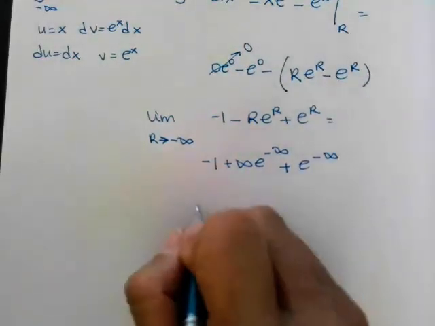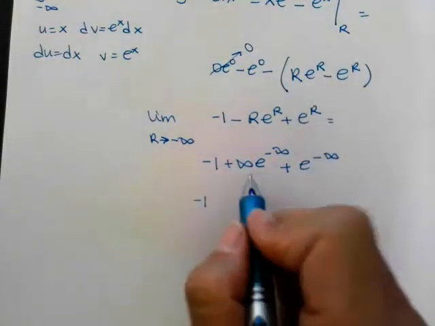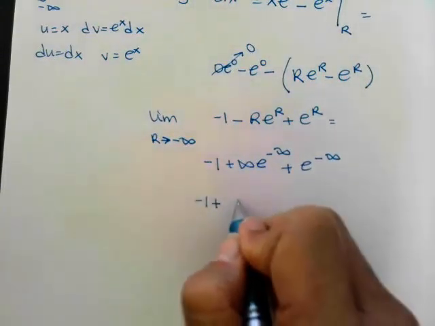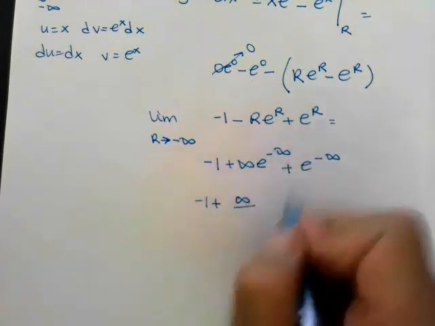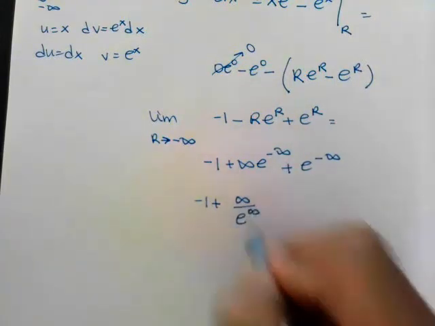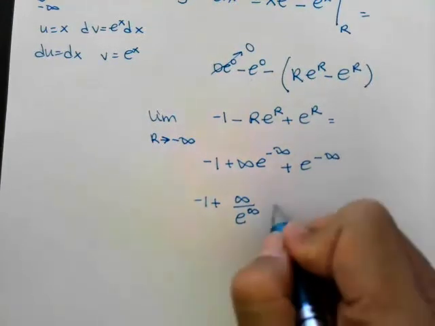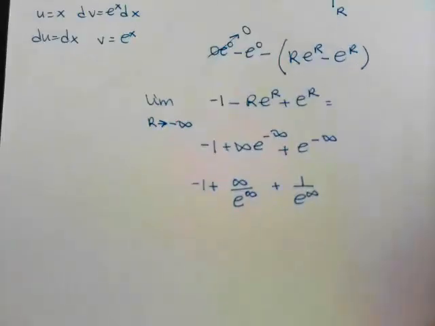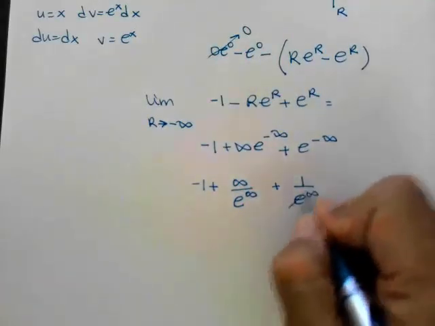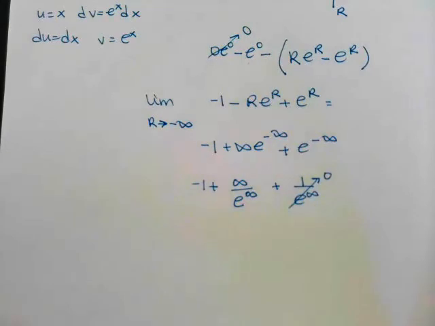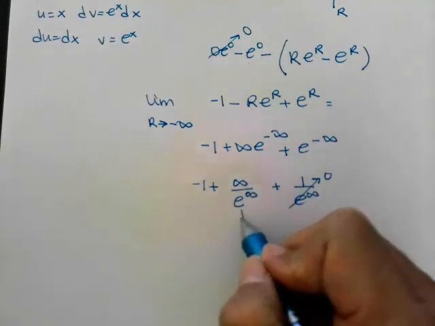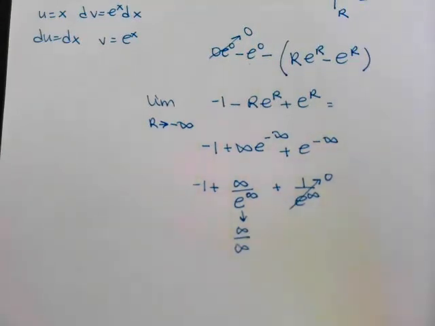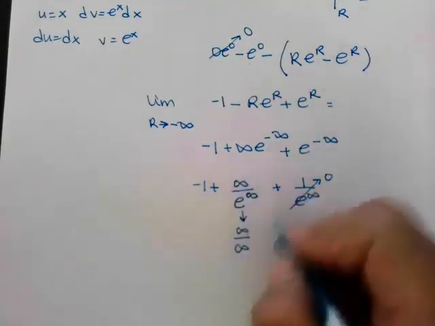So negative 1, that's just negative 1. It's going to keep tagging along. This middle one, that's going to be kind of an issue. So what do I get? I get infinity over, so e to the negative infinity is, right, e to the infinity on bottom. And then this guy here, that negative infinity will be 1 over e to the positive infinity, so that's 0. This guy here, this is an infinity over infinity. Okay, well, that's kind of cool because this is our L'Hopital term.